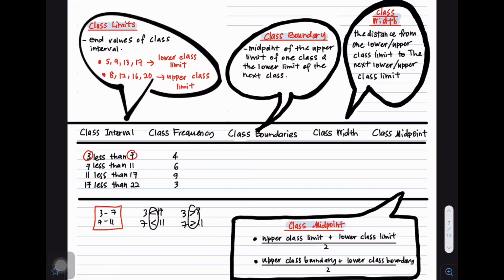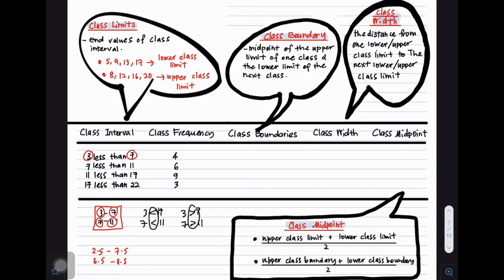Kenapa? Sebab kalau awak tengok dalam kes kita sebelum ni, if we have the interval in this form 3 to 7, 7 to 11, how to find class boundaries? Lower class boundary is 0.5 before our lower limit. So kalau lower limit kita 3, 0.5 before 3 is 2.5. So this one is our lower boundary. And the upper boundary will be 0.5 after the upper limit. So 0.5 after 7 is 7.5. And for the next class, the lower boundary will be 0.5 before 7, so it's 6.5, and 0.5 after 11 for the upper boundary, which will become 11.5. So this one is the class boundary.